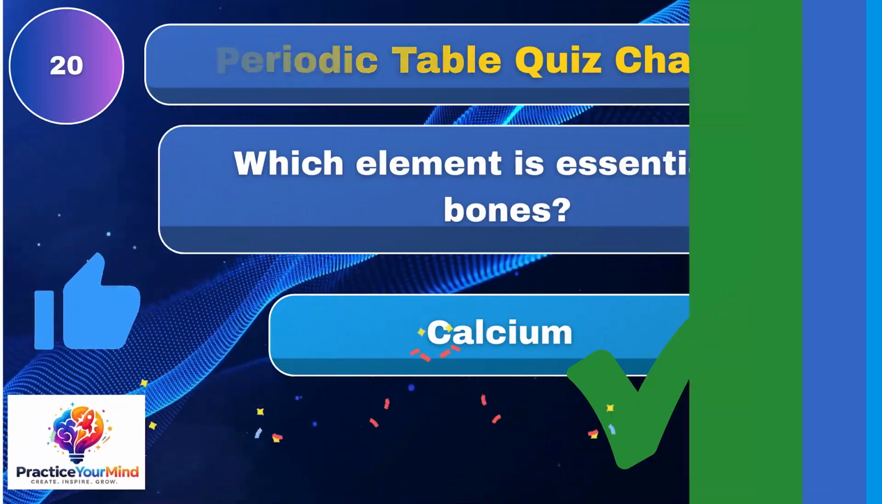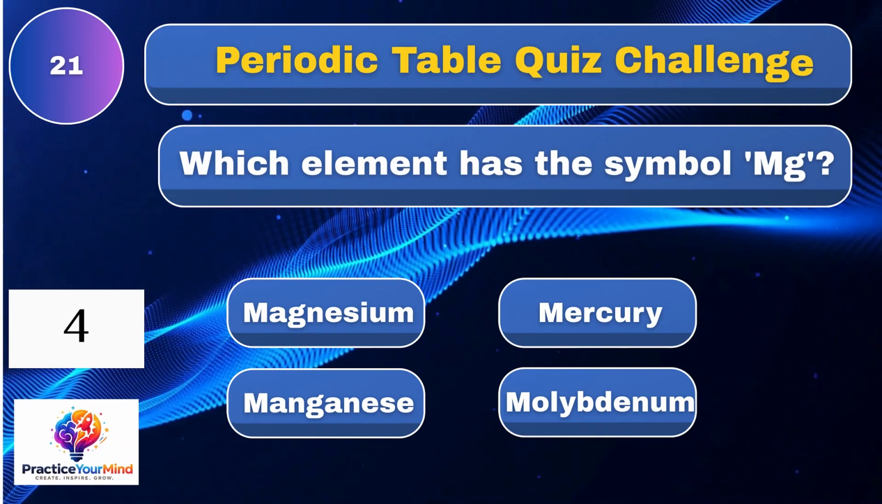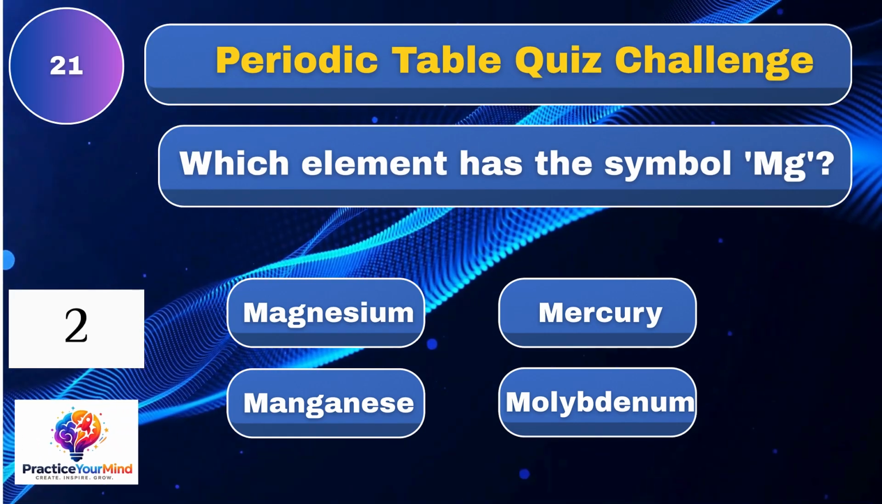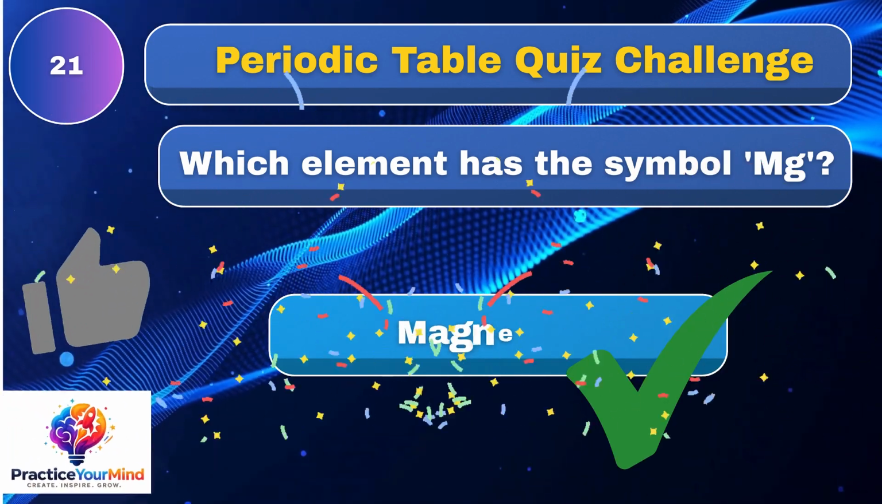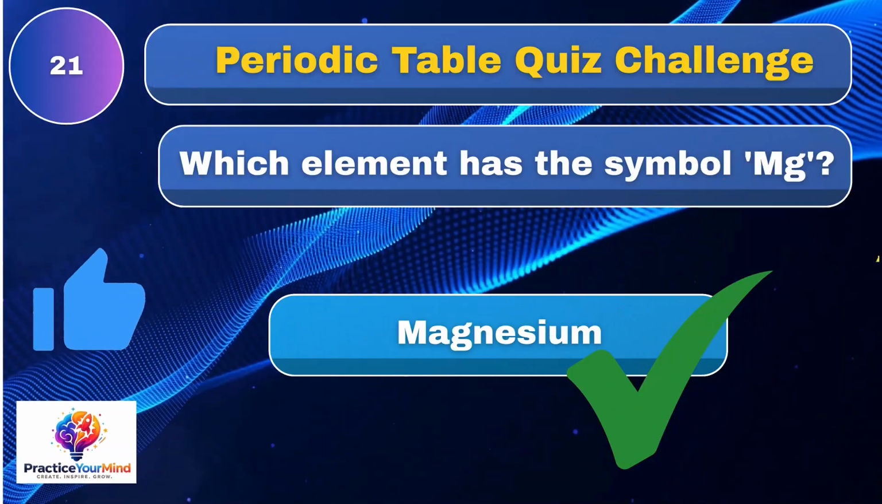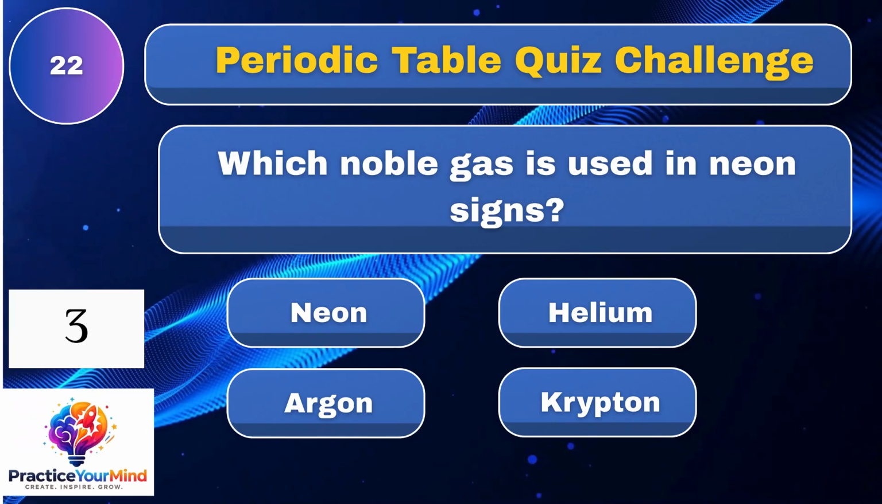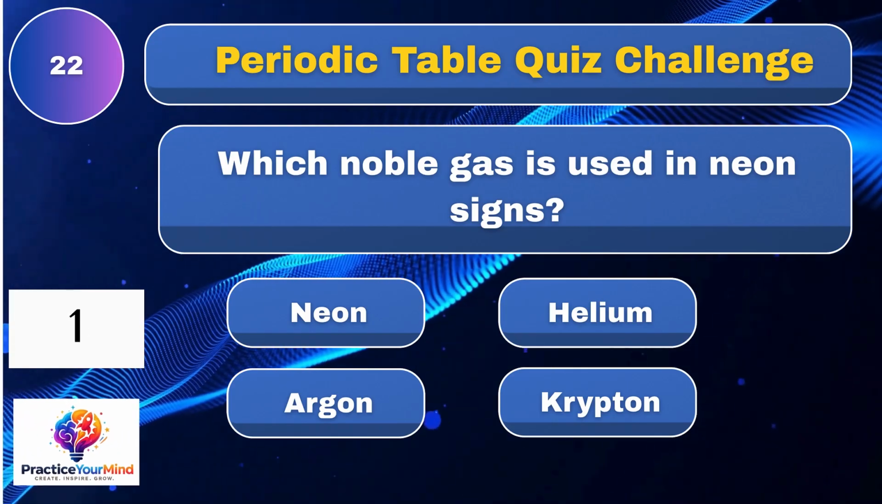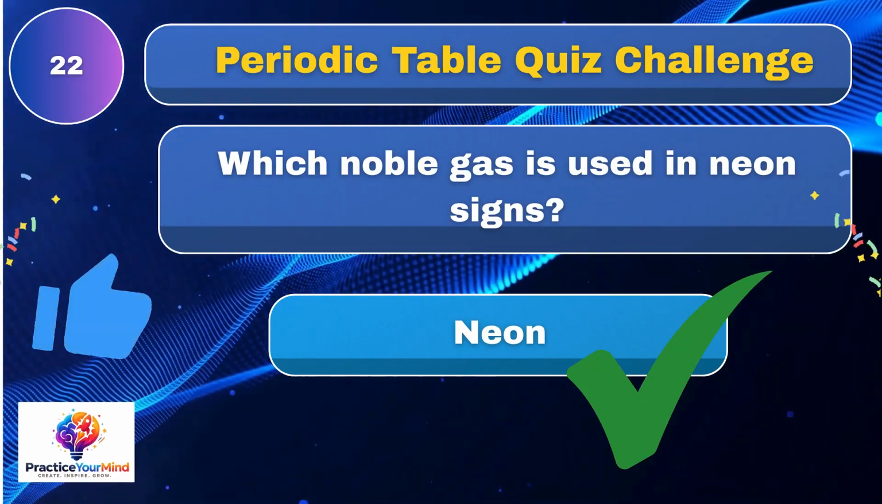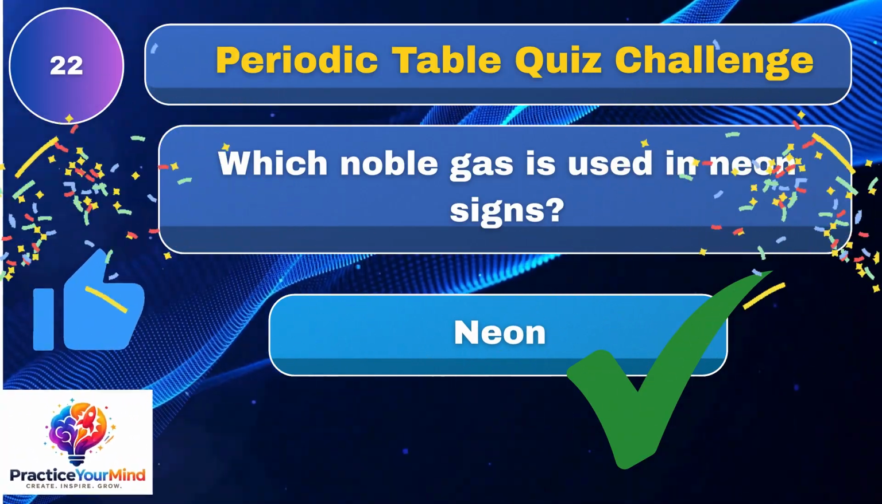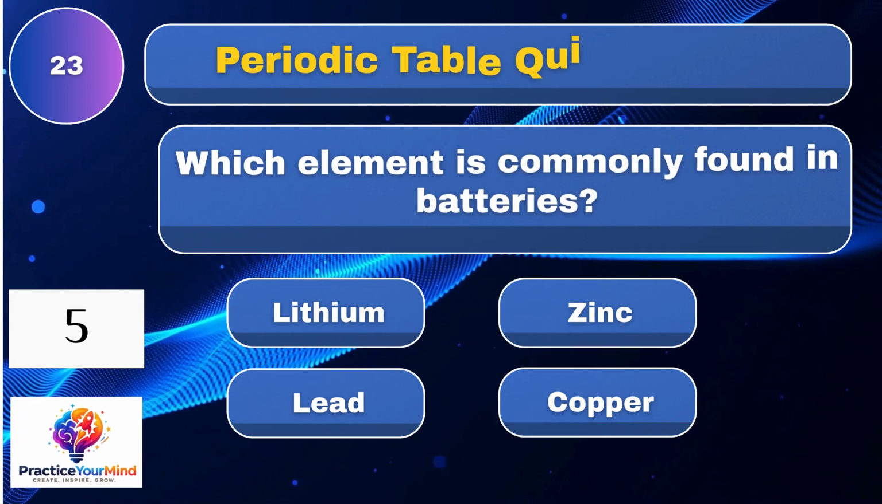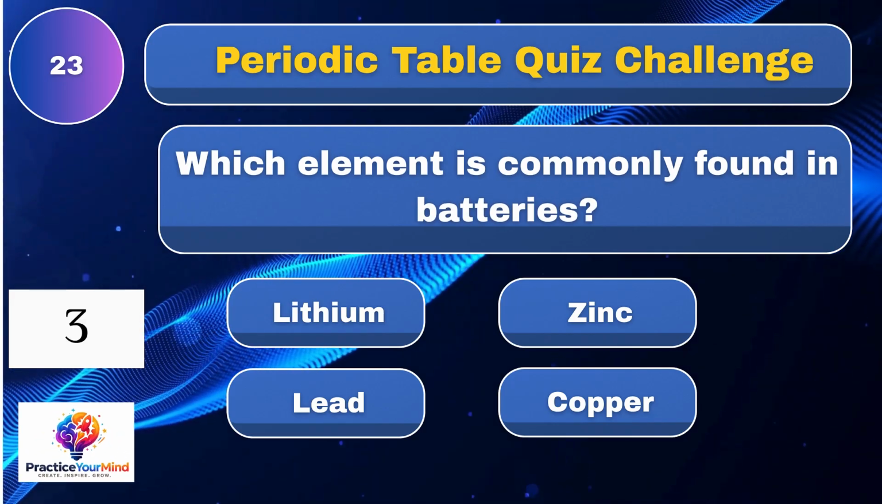Up next, question 21. Which element has the symbol Mg? Correct. Mg is magnesium. Get ready for question 22. Which noble gas is used in neon signs? Great. Lithium is used in batteries. Now on to question 24. What element has the symbol Pb?